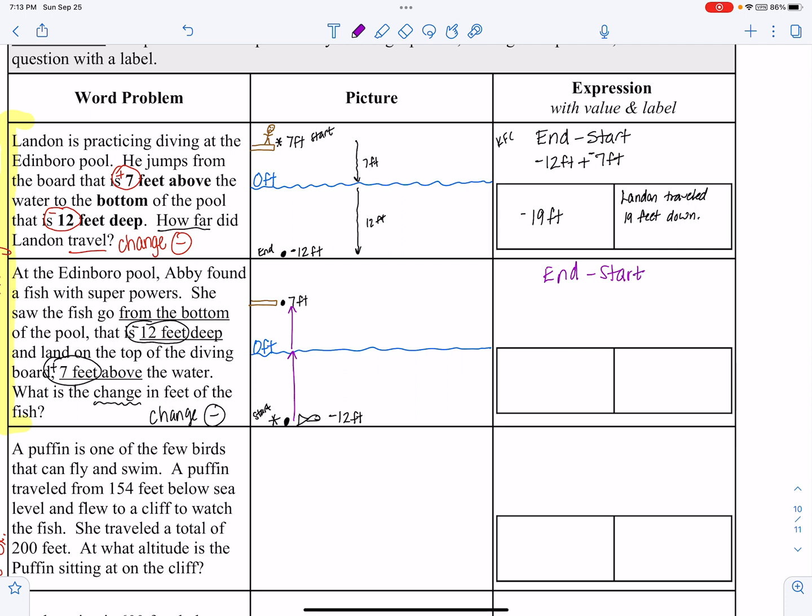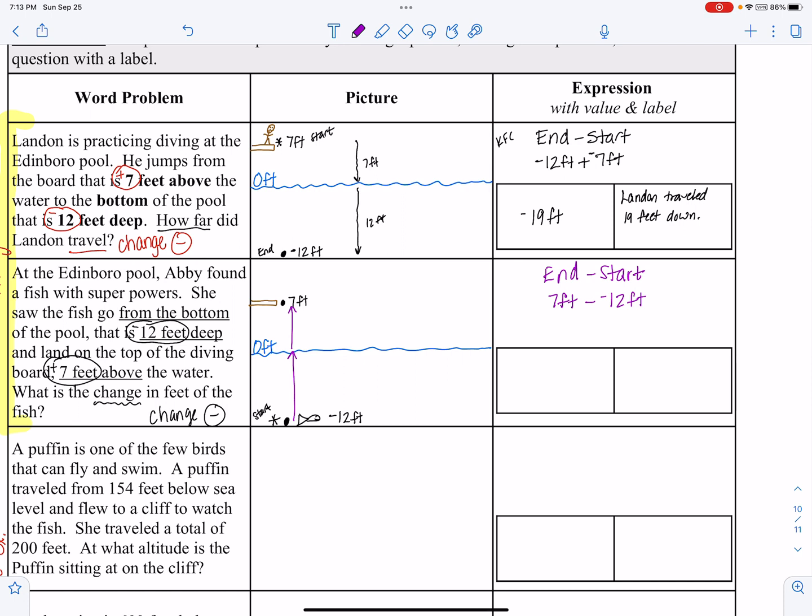The end was the 7 feet. So you can see how my notes and organization really help here. Minus the start, which was a negative 12 feet. Okay. All right, we're going to do the subtraction, but I never do subtraction of integers.